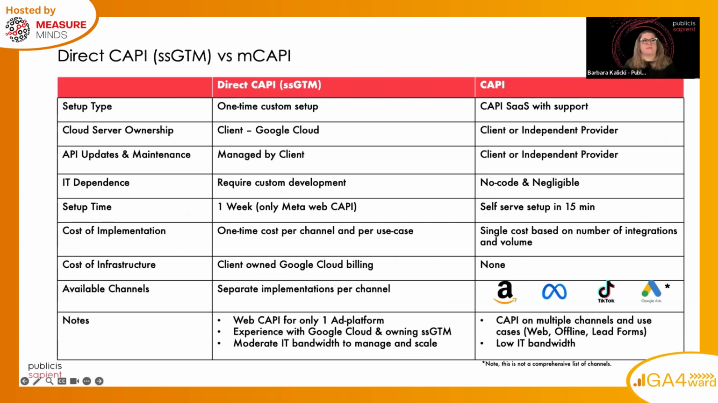So here we have a difference. Like I said, you don't want to set them up at the same time. So here's kind of the difference between the two, and whatever works best for you is what you can do. There are different setup types. There's a one-time custom setup where you have to do it yourself. With CAPI, you can have an independent provider help you set it up with SaaS support. And then the different types of cloud server: who owns the cloud, how many IT resources you're going to need, what the cost of your implementation is going to be, and the different channels that they have available.